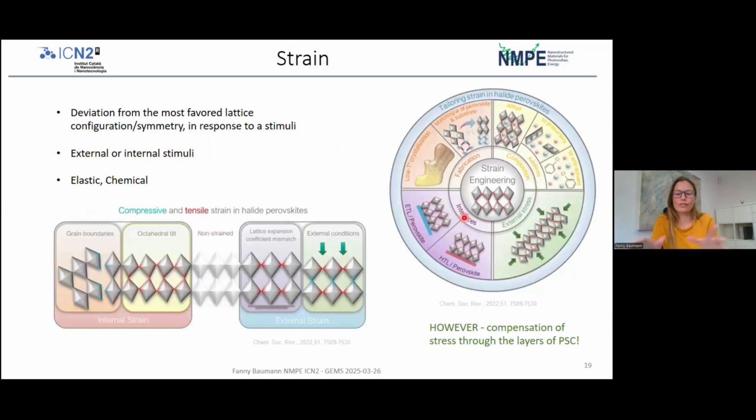So just a short sidetrack a little bit about strain. Strain is the deviation from the energetically most favored lattice configuration or symmetry when the crystal is responding to some sort of stimuli. So this can be either internal or external stimuli, and there could be elastic strain or chemical strain. So in our case, we are likely seeing internal stimuli with elastic strain.